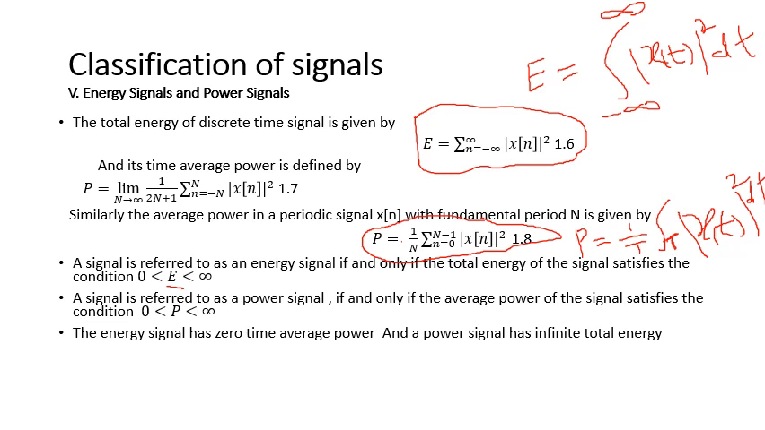Similar is the definition for the power signal: a signal can only be called a power signal if its power is greater than 0 and less than infinity. In other words, if its power is non-zero and finite, then we can call this signal a power signal. Otherwise, it cannot be called a power signal. Otherwise means if you get a power equal to infinity, or if you get a power of a signal equal to 0, you cannot call it a power signal.